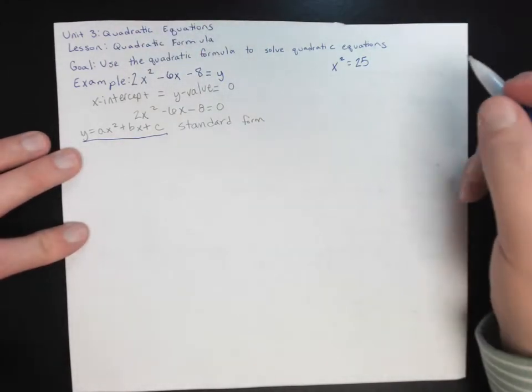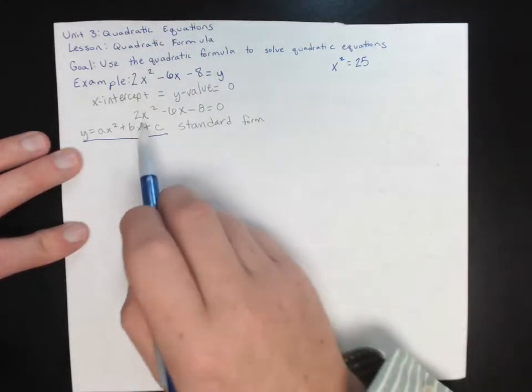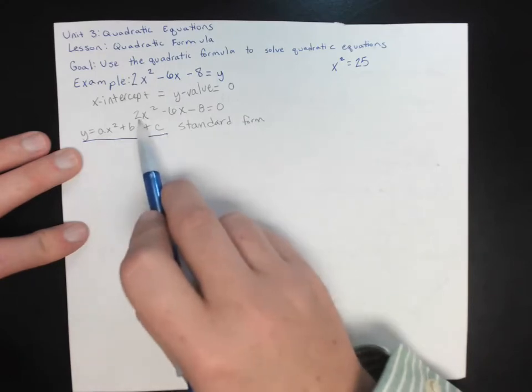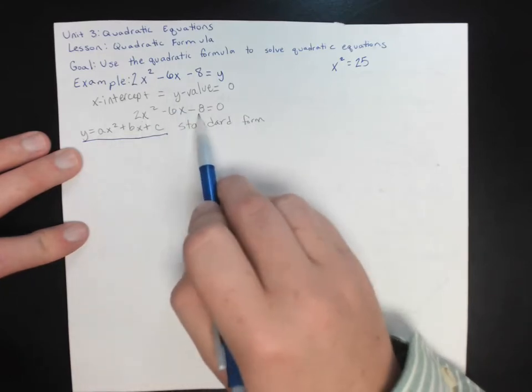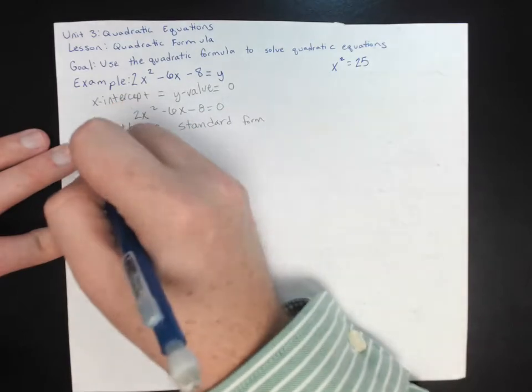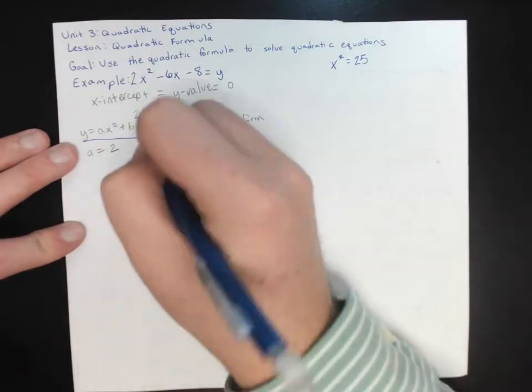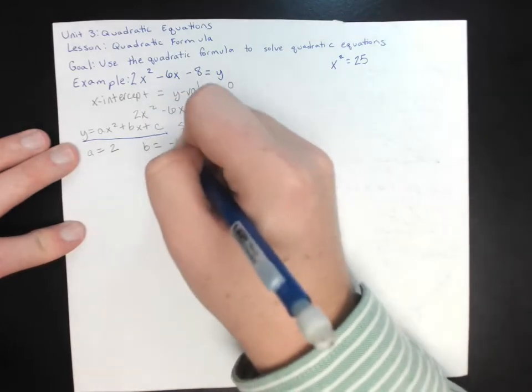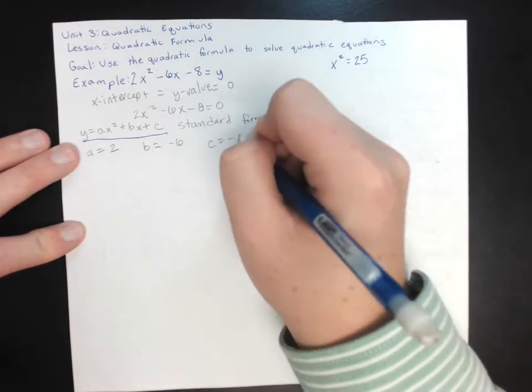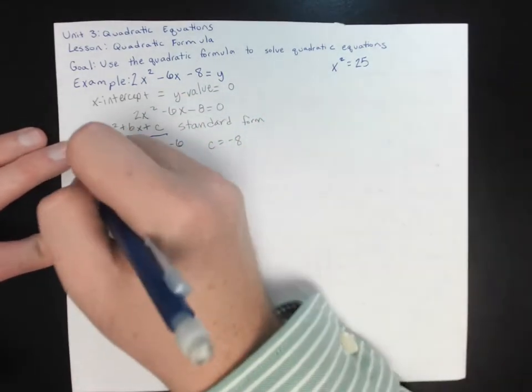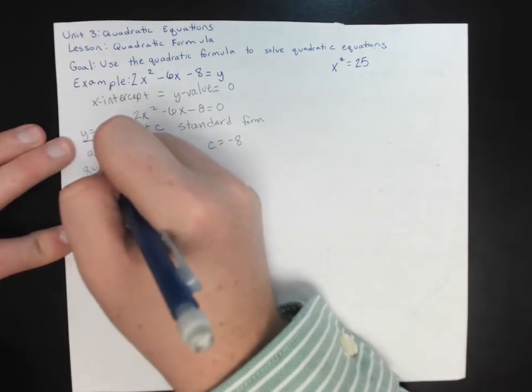Now this is useful for finding our a, our b, and our c. So notice there's a coefficient in front of the x squared, in front of the x, and then there's a constant out here. So a, in this case, is going to be 2, so we're identifying a, b, and c. B is going to be negative 6, and c is going to be negative 8. Now that is useful for our quadratic formula.